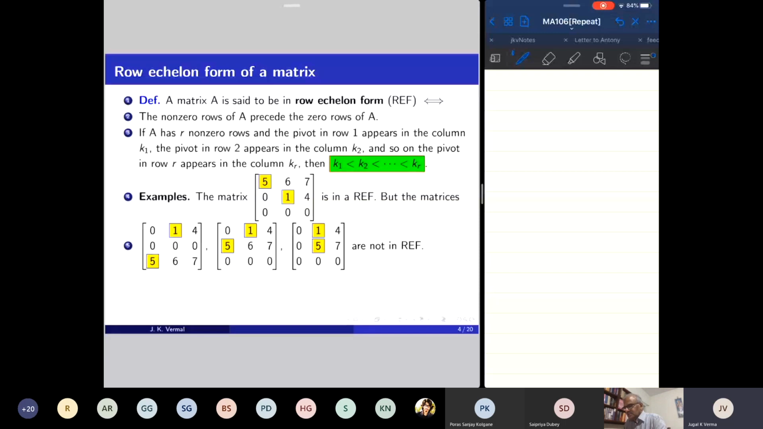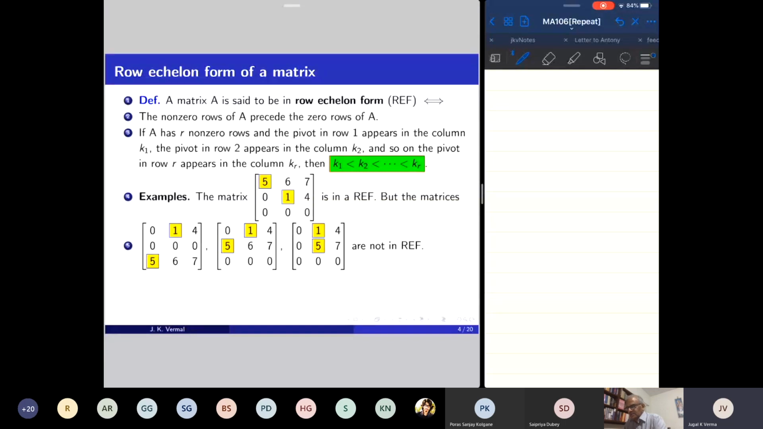First condition is all the 0 rows are at the bottom of the matrix. And now you look at the non-zero rows. Every non-zero row has a pivot. So that is the first non-zero entry in any row. So look at the first row, and if it is non-zero, it has a non-zero entry. That is the pivot in the first row.